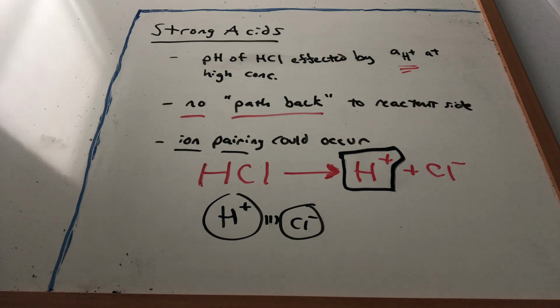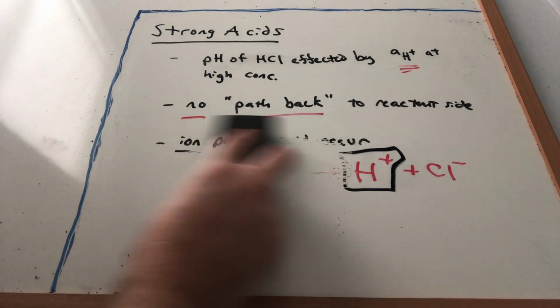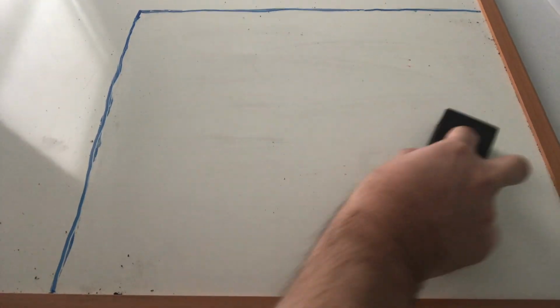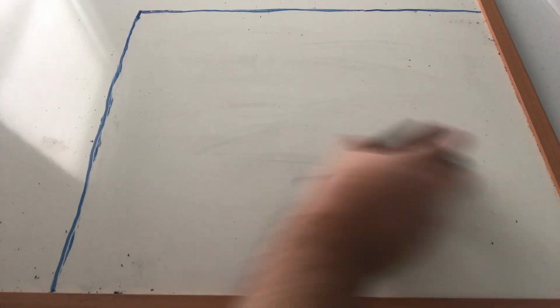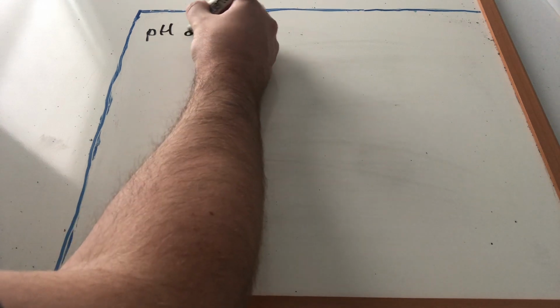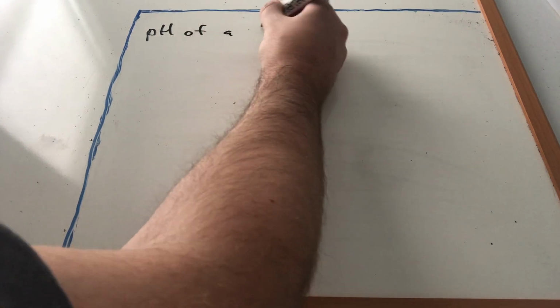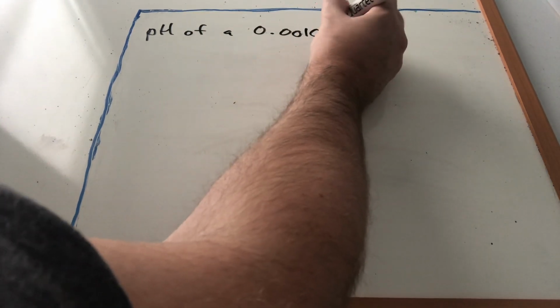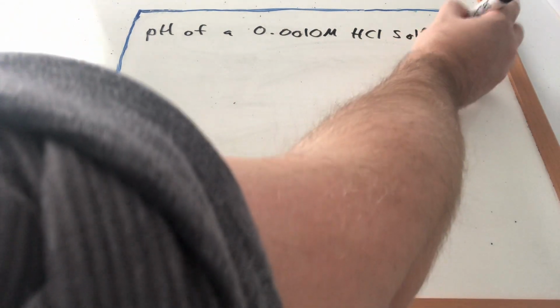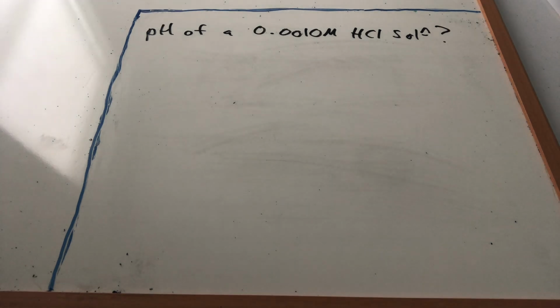So the easiest thing to do is, again, apply a numerical example to the situation. Let's answer this question in two different ways. What's the pH of a 0.0010 molar HCl solution? That's not even super concentrated. That's not like the 12 molar HCl that you get out of the bottle or anything like that.